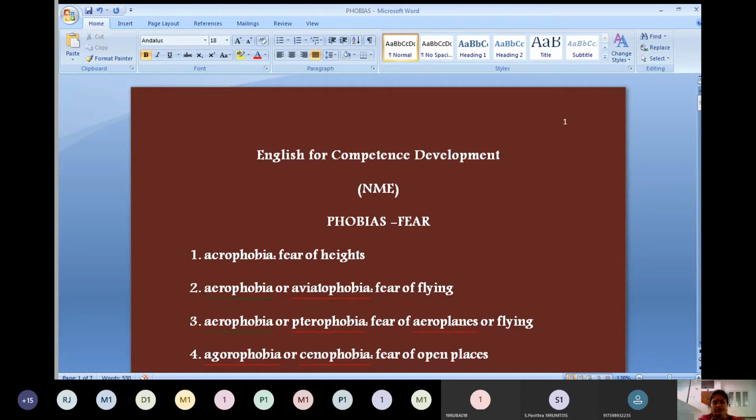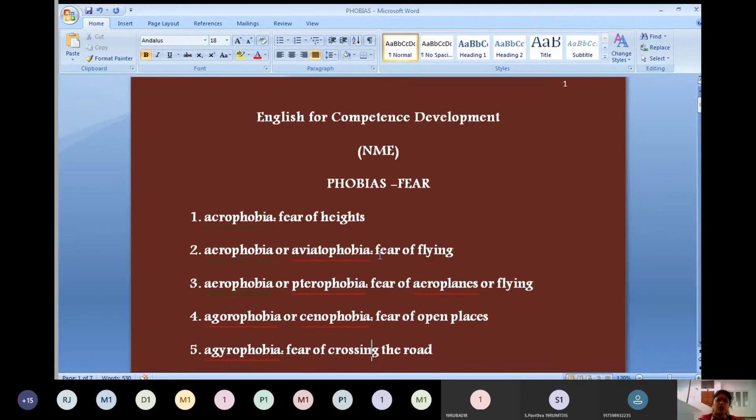Again and again we will be afraid of it. So such examples we are going to see now. First word, acrophobia, fear of heights.